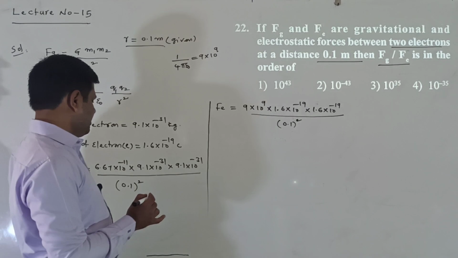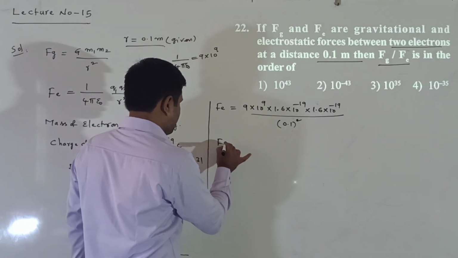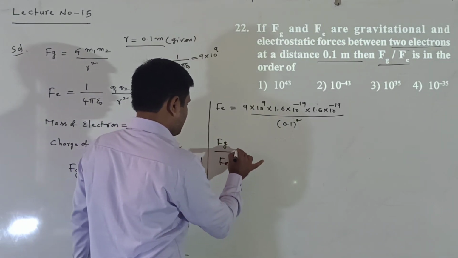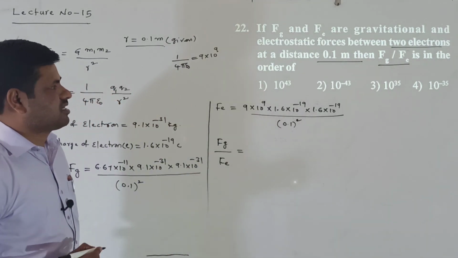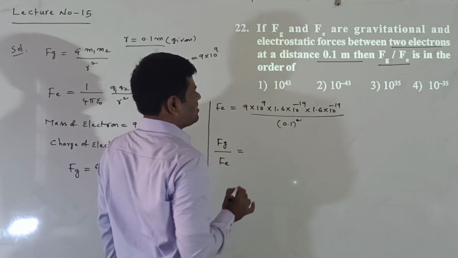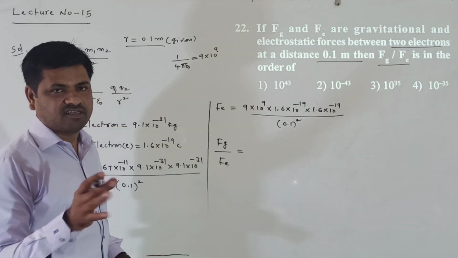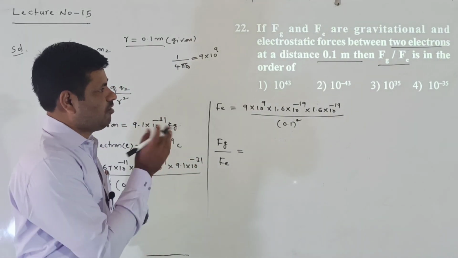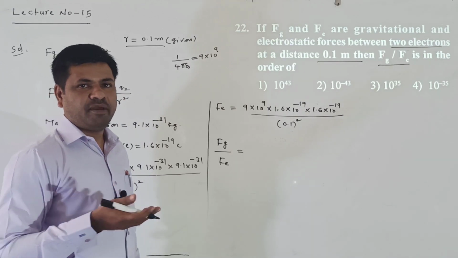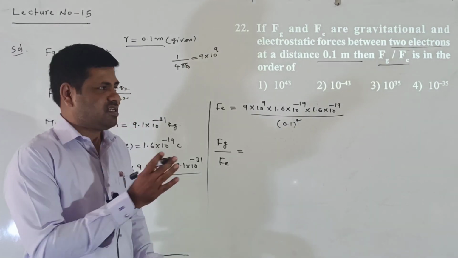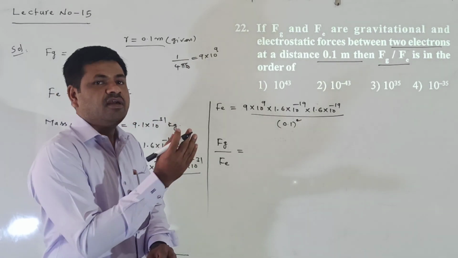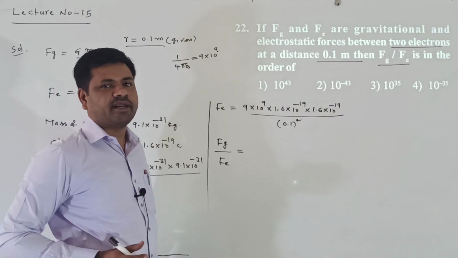Now I want to find Fg by Fe, as asked in this question. Only the order is asked, so don't do the total calculation; just look at the powers and consider the near-about value. If you make the total calculation, it will take more time in a competitive examination. Order means the powers are asked.